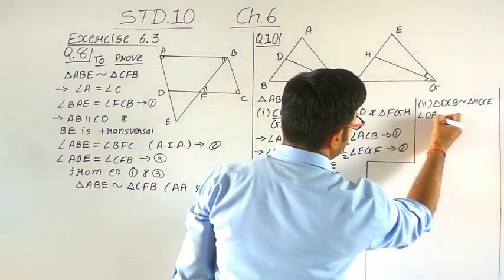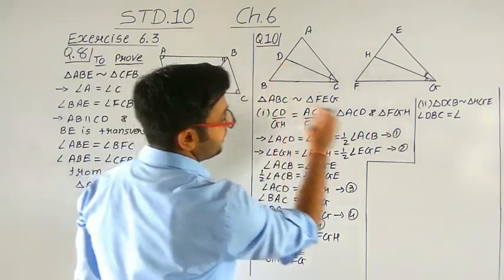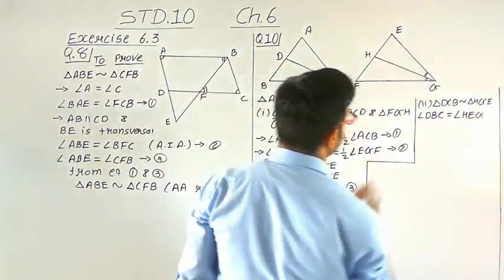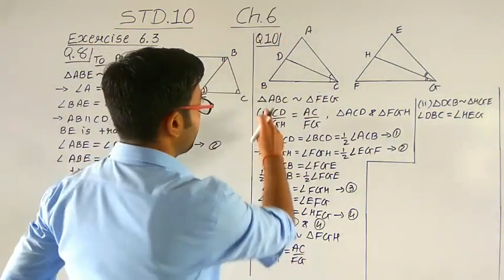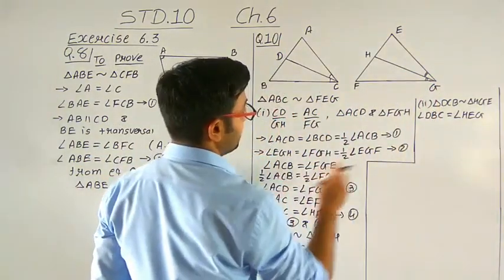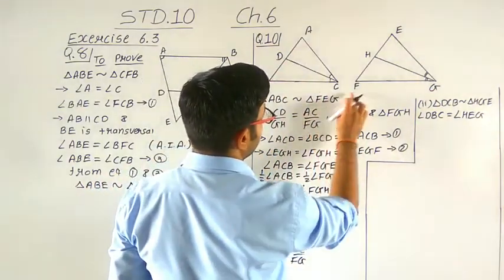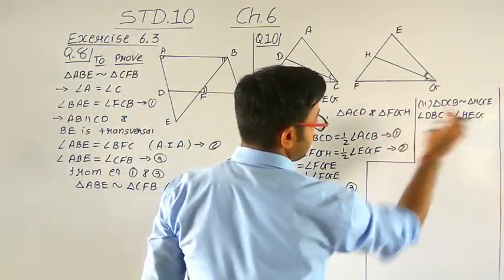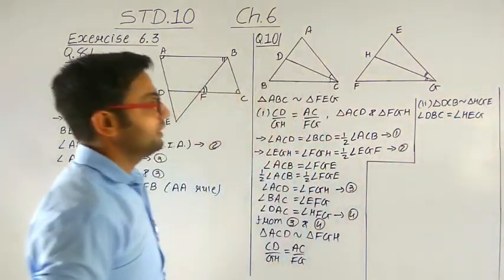Angle DBC is equal to angle HEG, right? Because basically ABC will become equal to FEG. But here instead of ABC we are writing DBC, so instead we can write down HEG. So in these two triangles, one of the angles we have written down is equal.